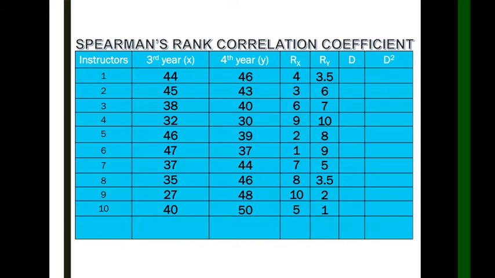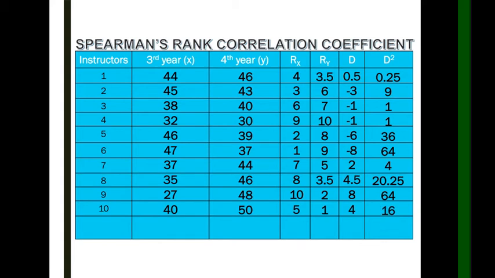For the d, we will get the difference. 4 minus 3.5 is 0.5. 3 minus 6 is negative 3, negative 1, negative 1, negative 6, negative 8, 2, 4.5, 8, and 4. For the d squared, we will get the square of d, meaning to say multiply by itself. 0.5 times 0.5 is 0.25. Negative 3 times negative 3 is positive 9. 1, 1, positive 36, 64, 4, 20.25, 64, and 16.